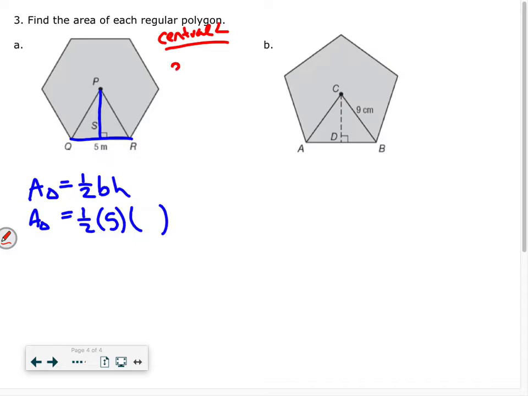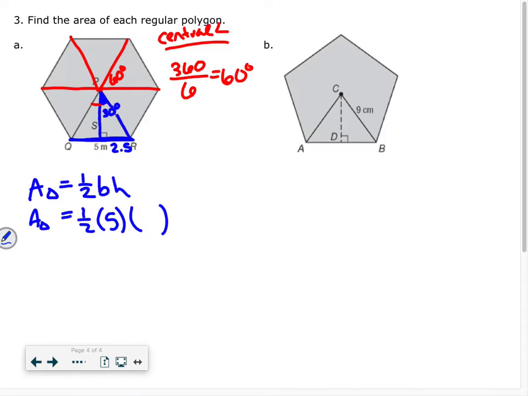So our central angle is going to be 360 degrees all the way around, divided by 6, because we have 6 triangles or 6 sides. So we should get 60 degrees for our central angle. Now you'll notice that in our triangle, this entire angle is 60. It is split in half. So this part of the angle right here is only 30 degrees, half of the 60. This whole length is 5, so this half is actually 2.5.